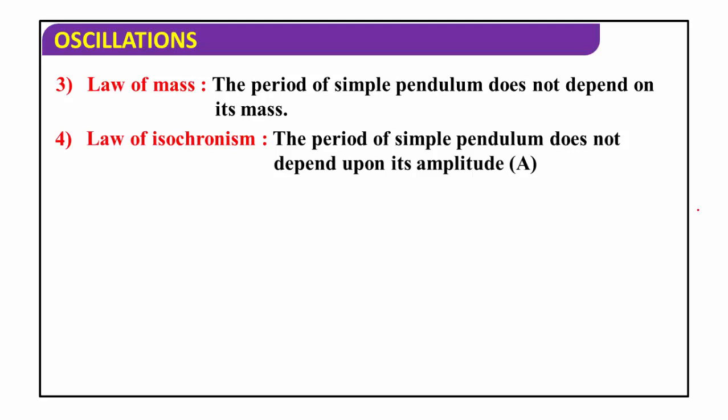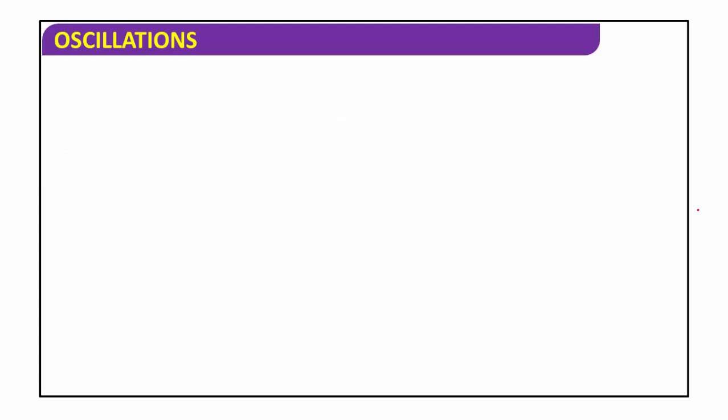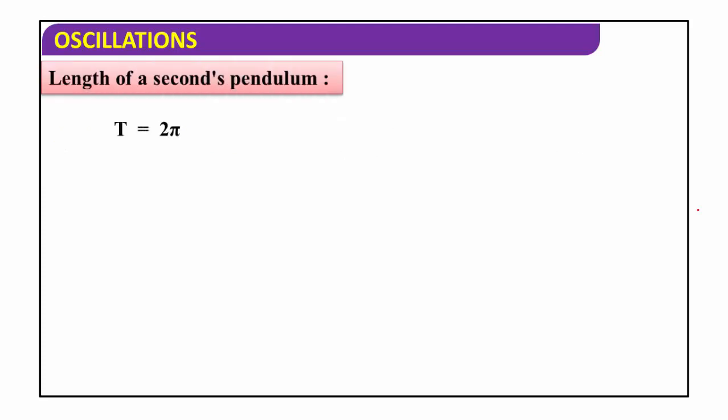The time period of the simple pendulum does not depend on its amplitude. This is called the law of isochronism. Define the law of isochronism, one mark question may be asked. Then what can you say? The time period of the simple pendulum does not depend upon its magnitude or amplitude. It is called isochronism. Then how much is its length?